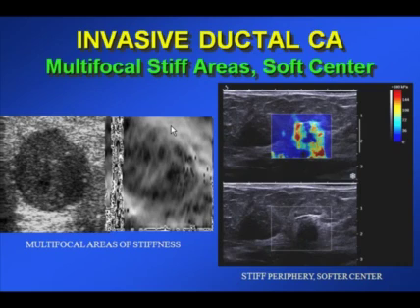Here are a couple of other examples. The large lesion on the left-hand side is a fairly stiff lesion, but with multiple focal areas of increased stiffness within it that may correspond to these microcalcifications that are present within the tumor. Again, this is an invasive ductal carcinoma. On the right-hand side is a lesion where there is a stiff periphery, shown in red on this elastogram, where stiff corresponds to red rather than blue. And the blue center represents a softer center. So this is the stiff periphery, soft center variant.